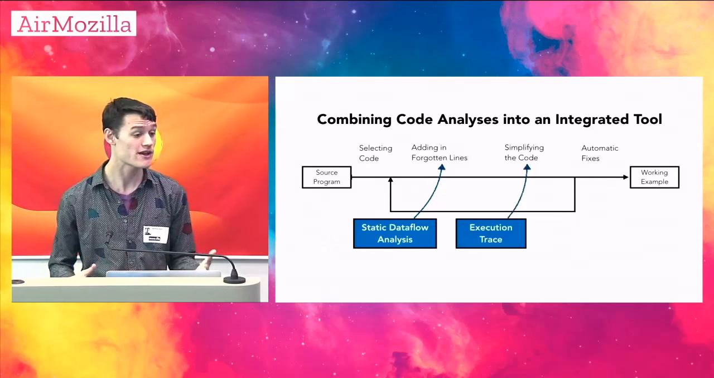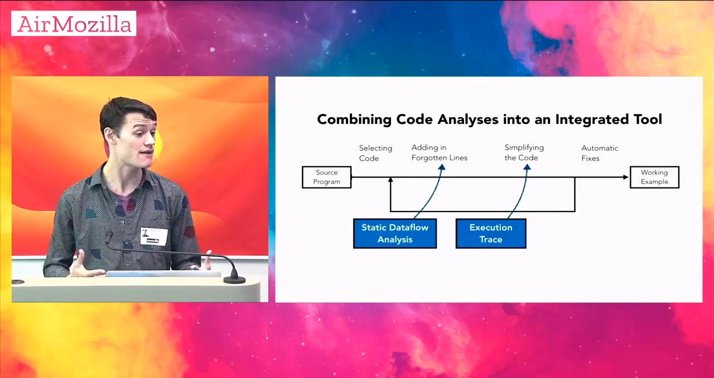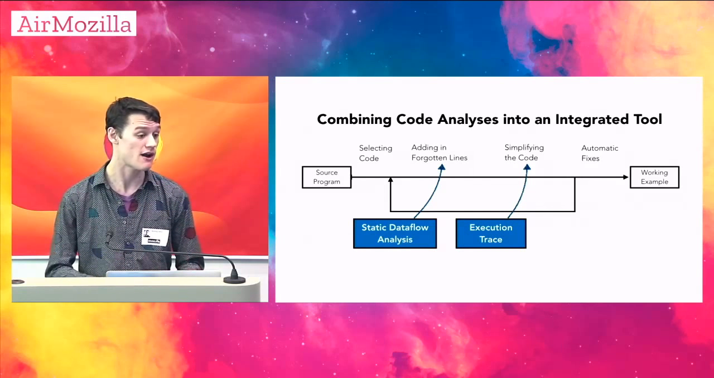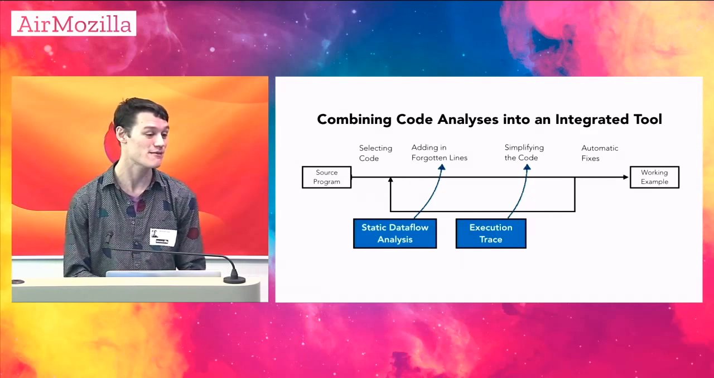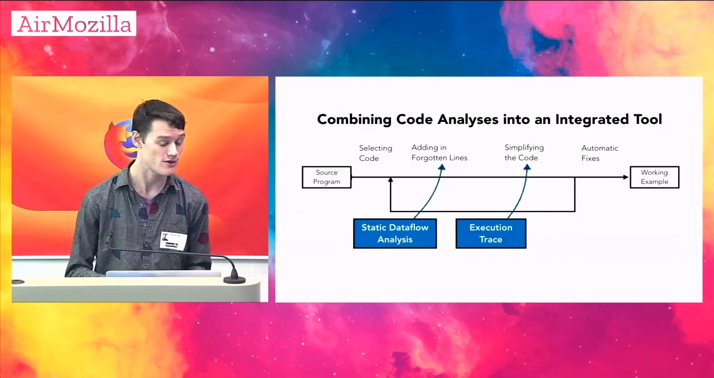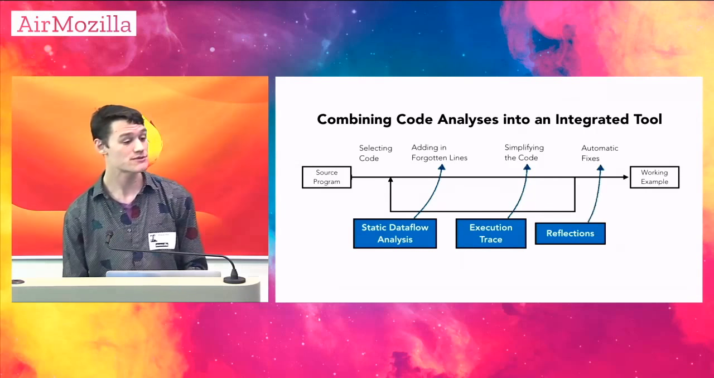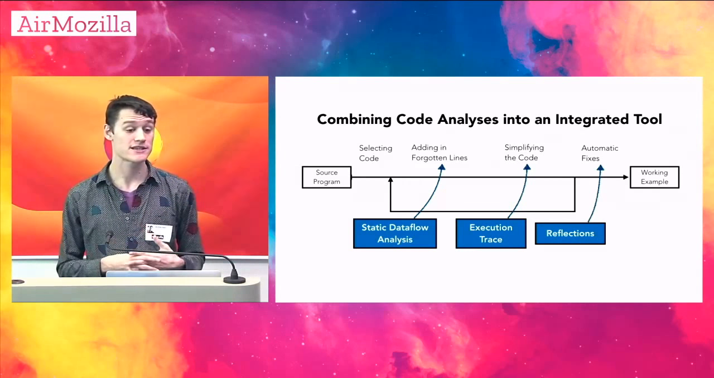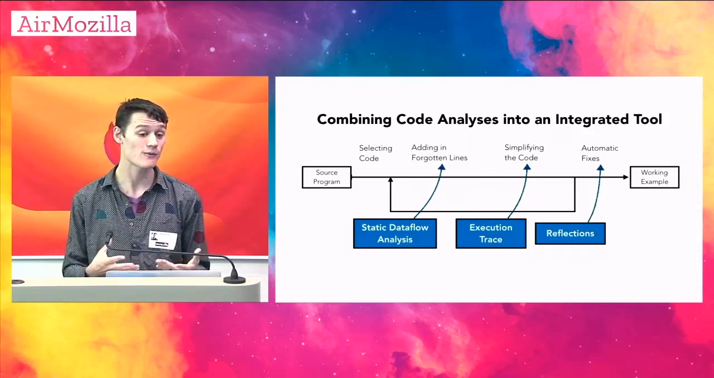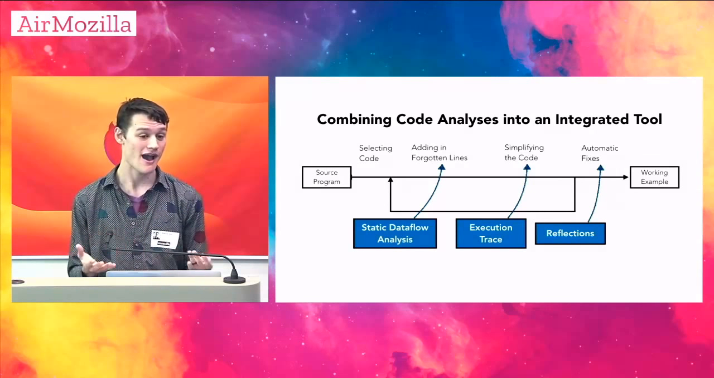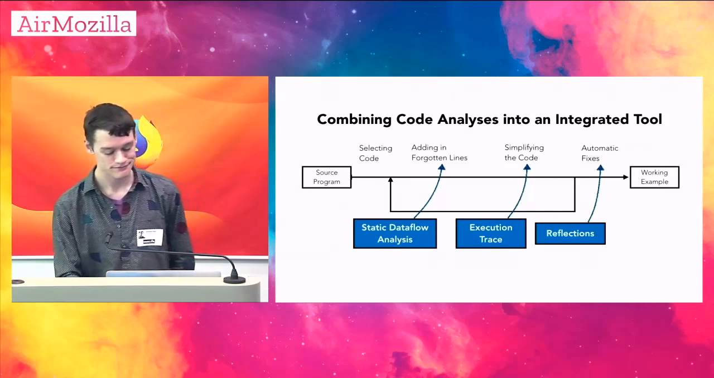In order to help people simplify the code, we instrument the code at runtime in order to find out the values that objects and variables take on during the program's execution and being able to serve those up as options to simplifying a piece of code. In order to make automated fixes, for instance, like including these imports, we use reflection to be able to find out what import statements define certain types.